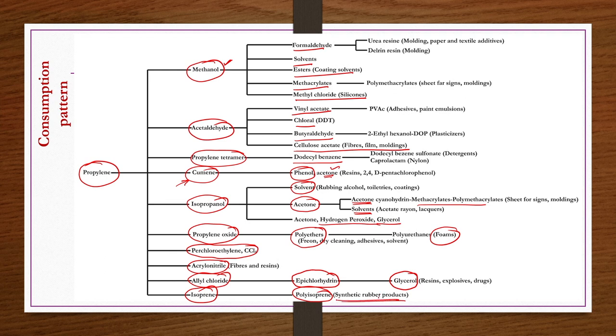Now you can see so many products are there. We have listed only a few. So from the applications point of view, it is very important, after ethylene, within the olefins category.